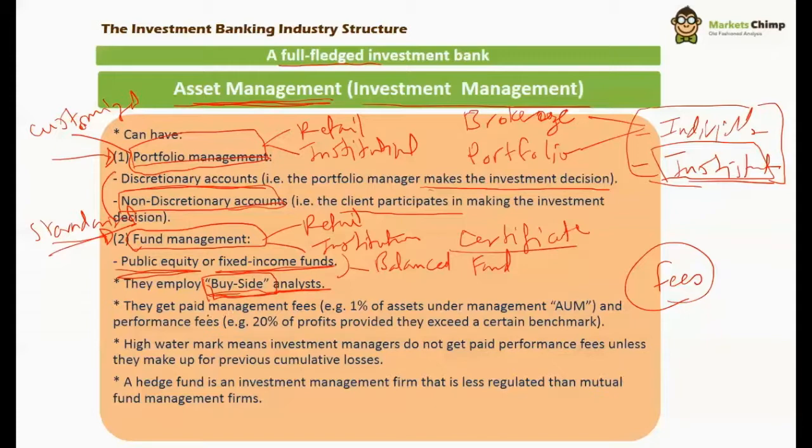Again, looking at how these asset managers make money, they make their money out of fees. We said the brokerage firms make their money out of commissions, but asset managers make their money out of fees. And there are different types of fees. You have management fees, which is a percentage of assets under management.